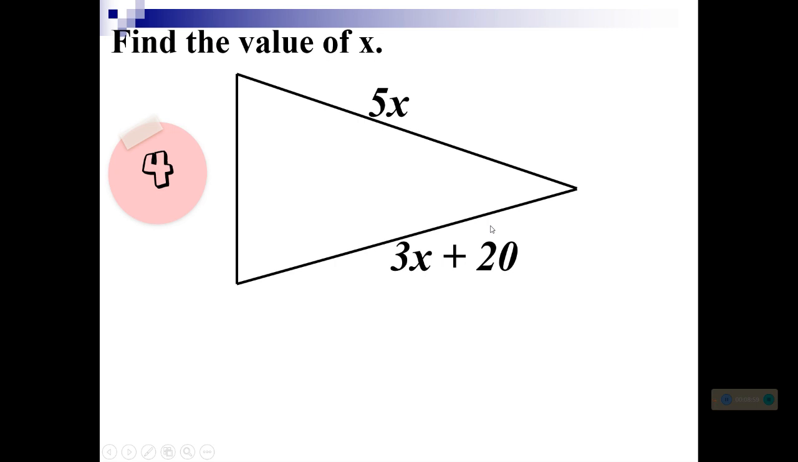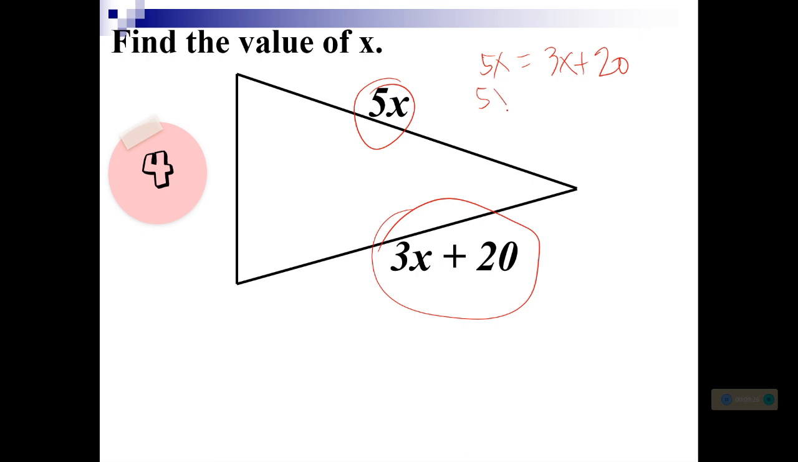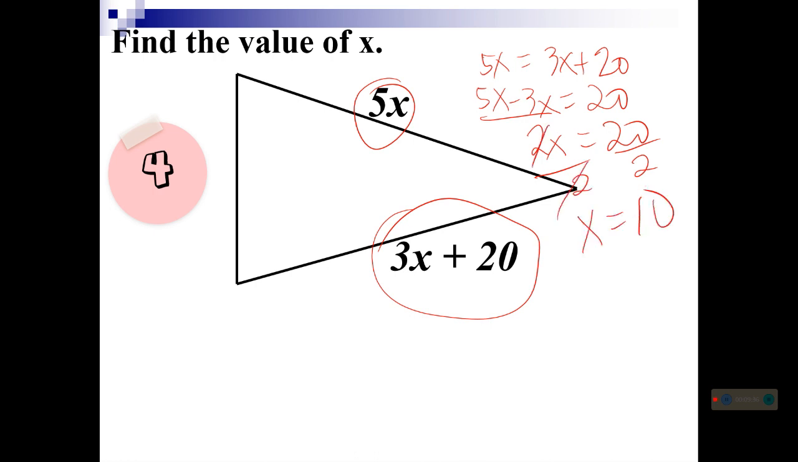Okay, next, the fourth one. This given now refers to the sides. Again, we are referring to an isosceles triangle, where the two legs are congruent, so you equate these two expressions, a monomial and a binomial. You will have 5x is equal to 3x plus 20. So 5x minus 3x equals 20, which is 2x equals 20. Then, divide both sides of the equation by 2. So x is equal to 10.